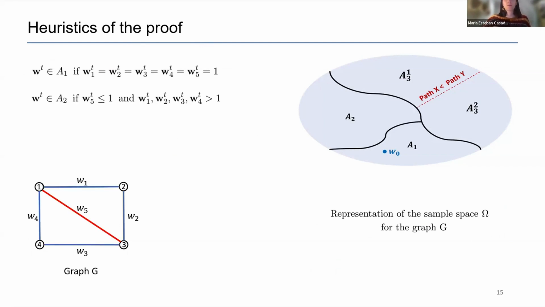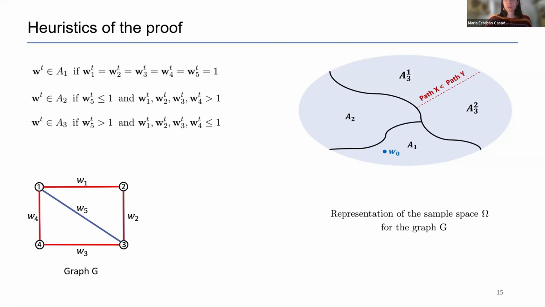Then we say that the weights will be in the second region if the weight of the interior edge is smaller than the weight of the exterior edges. And also I should mention that because of the symmetry of the graph G, the curvature of the exterior edges will always be the same, between them. And then we say that the weights belong to the third region if the weight of the interior edge is larger than the weight of the exterior edges.